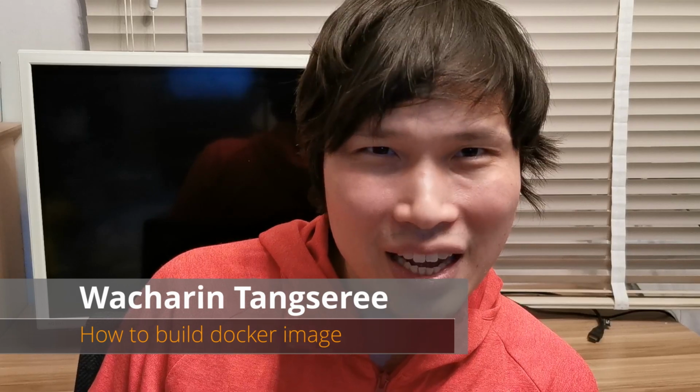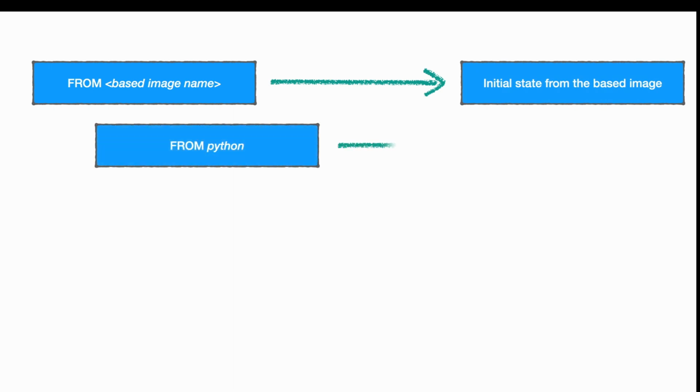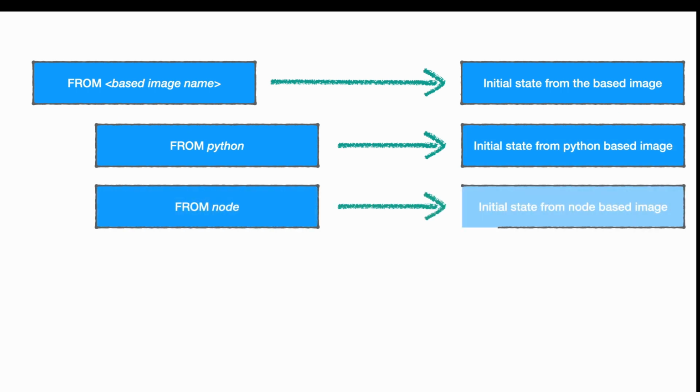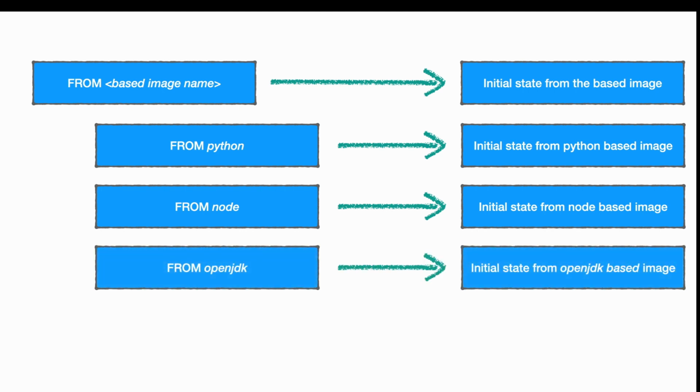Now I will explain how the commands in the Docker file work. The first command I want to talk about is FROM. The FROM command is used to initialize the state of our base image. For example, if we use the command FROM Python, it will initialize our state from the Python-based image. If we use FROM Node, it will initialize our state from the Node-based image. If we use FROM OpenJDK, it will initialize our state from the OpenJDK-based image.